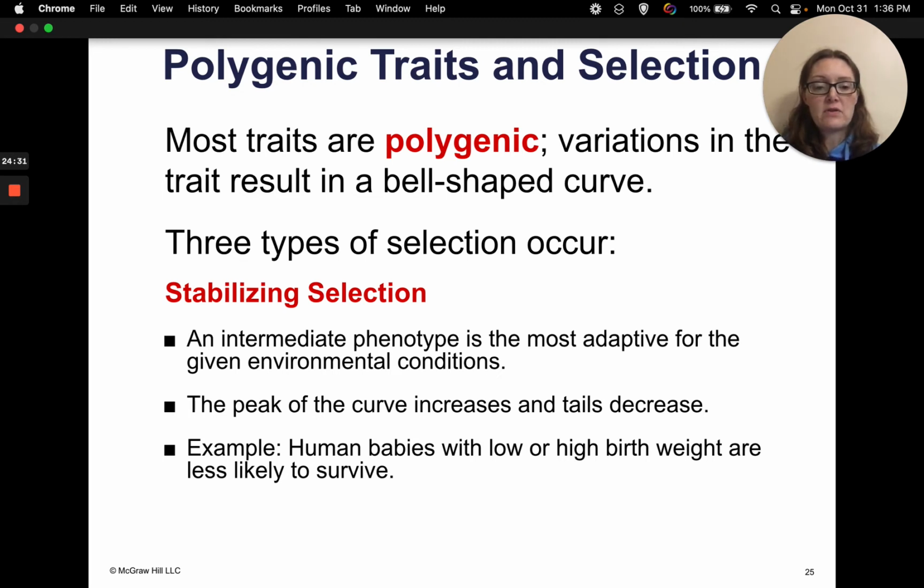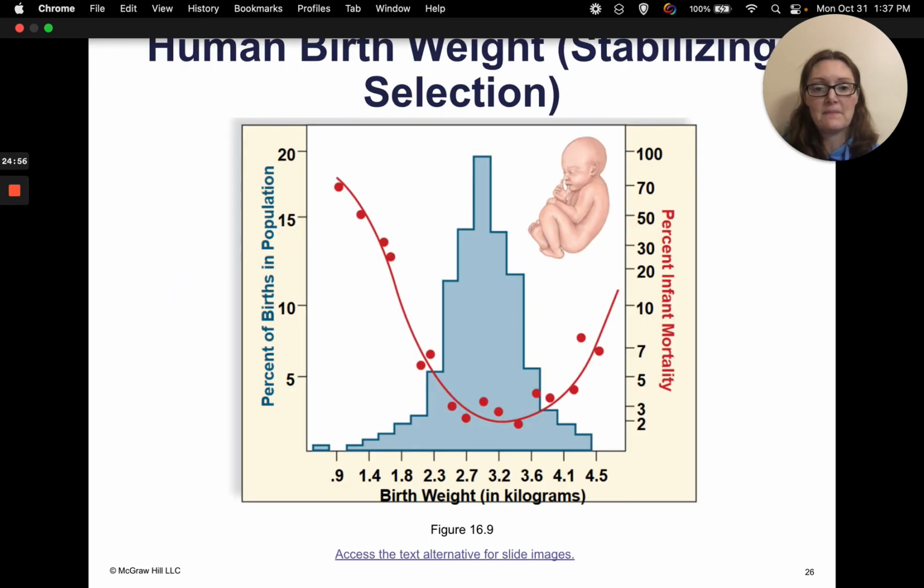Human babies with low or high birth weights are less likely to survive. So it's that middle, average birth weight that is most likely to survive. If a baby is too big, it usually has health problems or trouble with birth. If a baby is too little, it has health problems and is not able to survive. So it's those average birth weight babies that typically do the best. That's a good example of stabilizing selection.